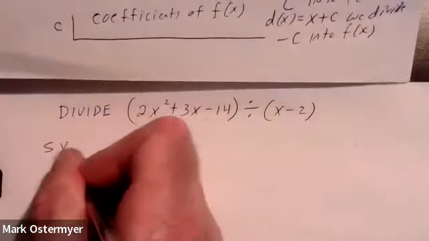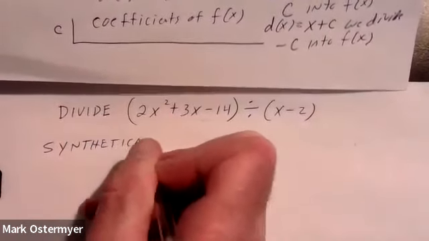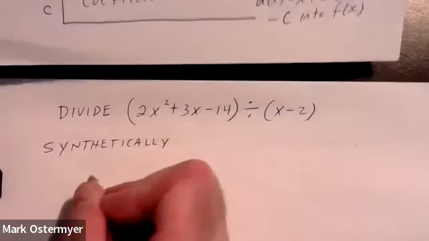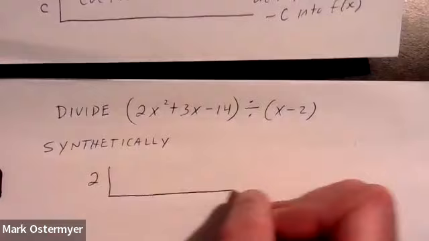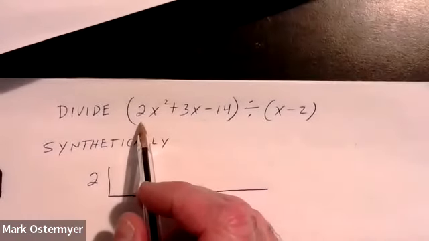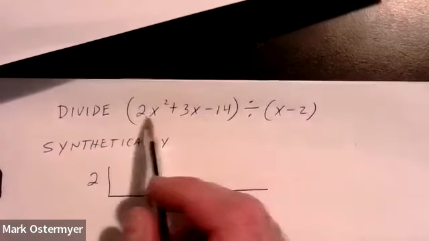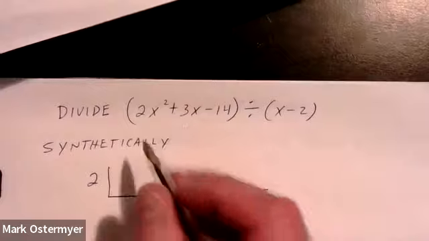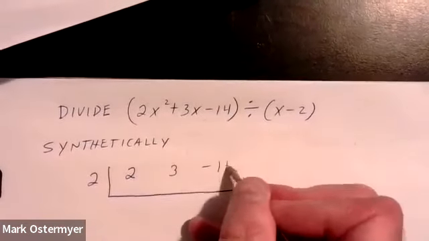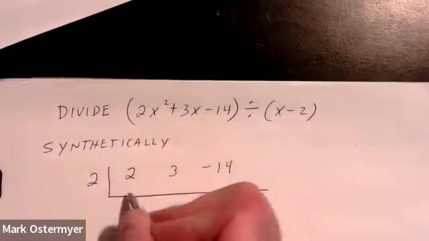So we're going to divide synthetically. That means I take this 2 here and I divide it into the coefficients of my polynomial f of x. The key is you've got to make sure that these are in descending order. If you don't have these in descending order, you're going to have an error. So therefore, 2, 3, and negative 14. Notice I did not have to put any placeholders in my dividend.